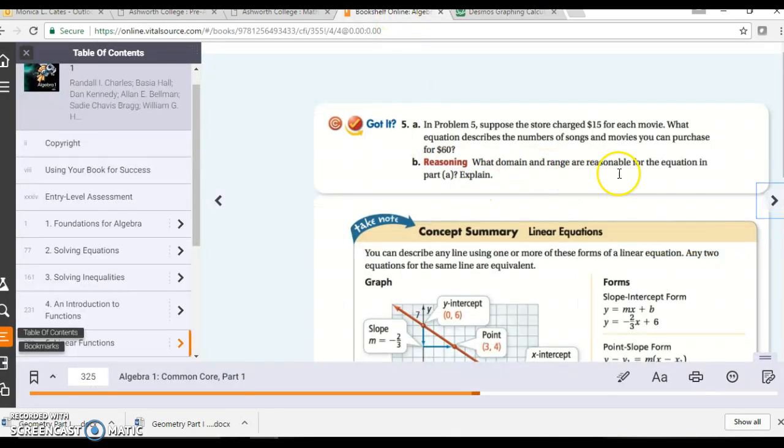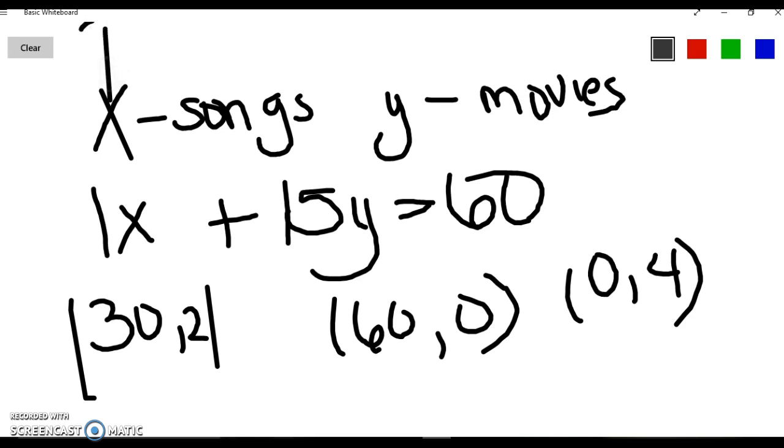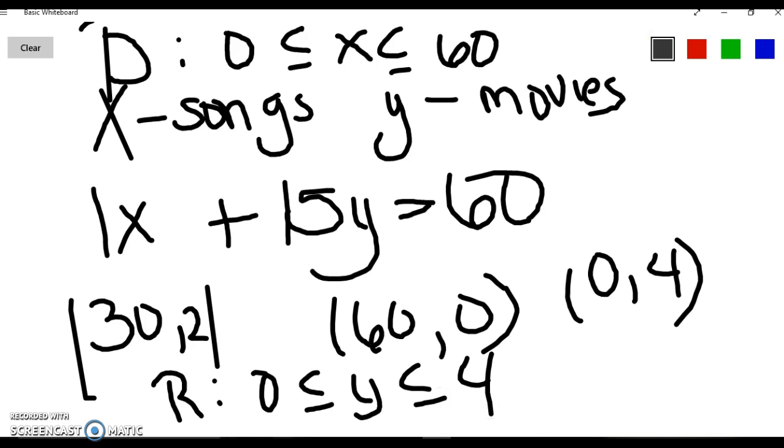Let's make sure we answered all parts of the question. It says, what domain and range are reasonable for the equation? Again, for the domain and range, I'm going to only be in quadrant 1. So my domain would be from 0, the max value is 60, and my range would be from 0, the max value is 4. Okay, so let's write that down. Domain would be from 0 to 60. And down here I write my range would be from 0 to 4. I hope this helps.